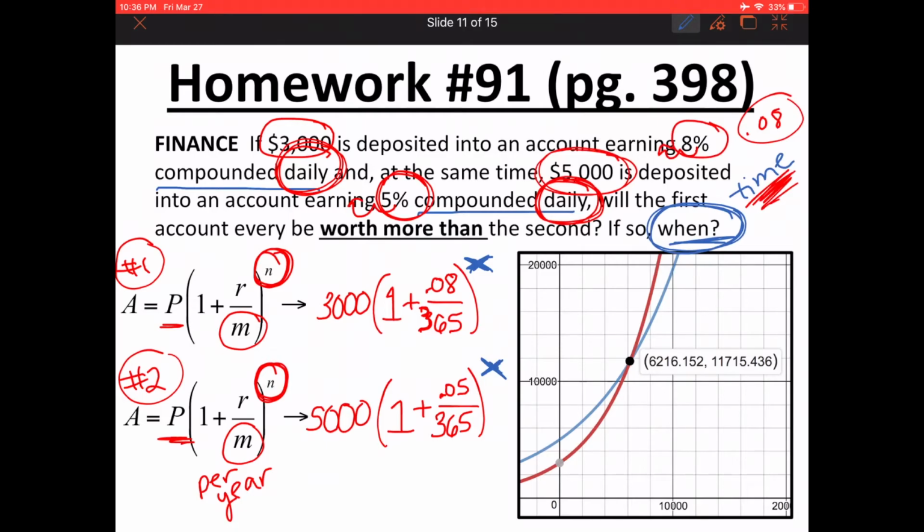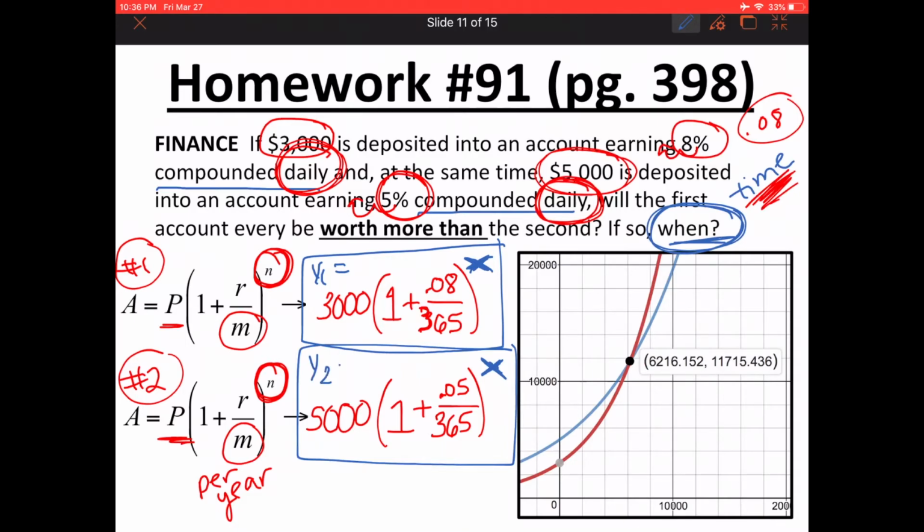Now we graph this. In your calculator, you would put this first equation into y1. You would put this second equation into y2. Remember to put that extra set of parentheses around your fraction. And then you graph them. And so notice I've given us the graph already over here. That is what you will see in your calculator.